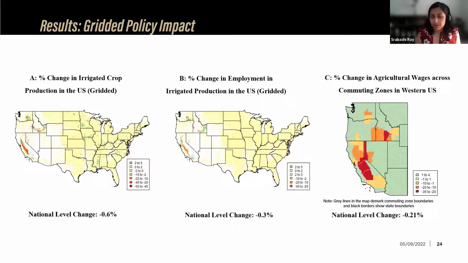But one of the main observations here is that if we assume labor mobility is perfect, we implicitly assume that there are no wage changes. But if we build in labor immobility, then we see that in some commuting zones where the policy is directly targeted, wages could fall by 20 to 35%.